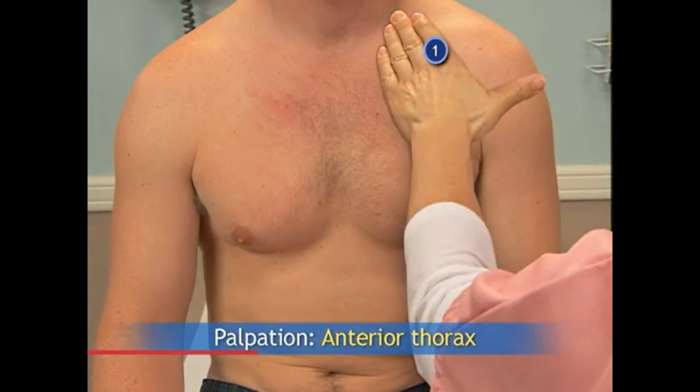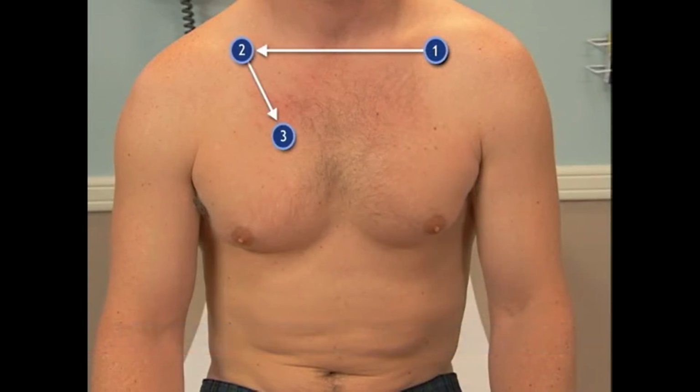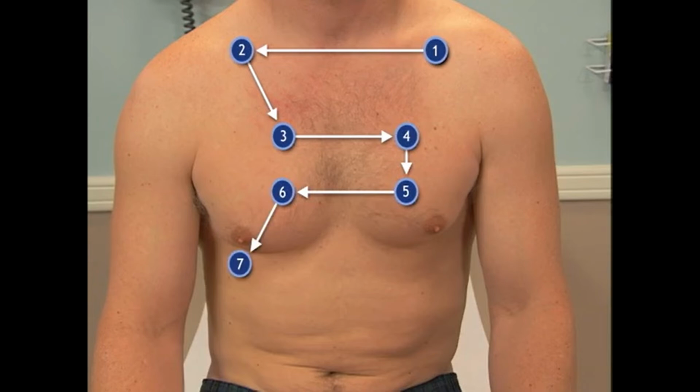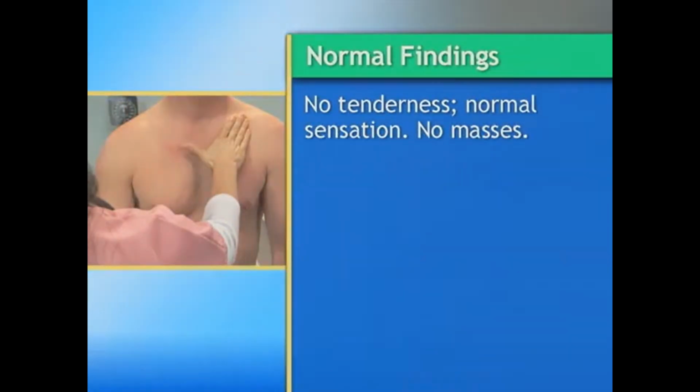Next, using your fingers, palpate the anterior thorax for tenderness, masses, and lesions following the sequence as shown. If any lesions were noticed during inspection, put on gloves and palpate them now. No tenderness, normal sensation, no masses.